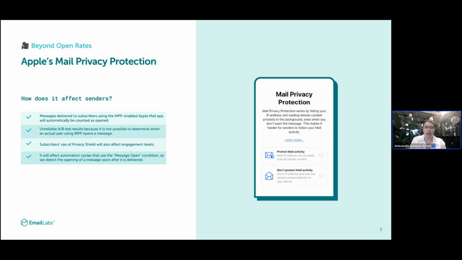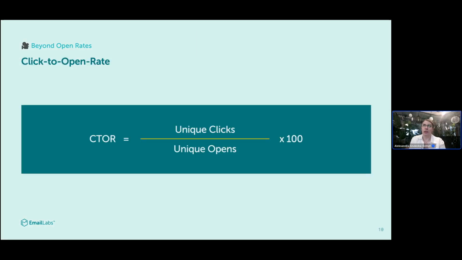Yes, and here on this slide we can also see how Apple Mail's privacy protection actually affects senders. When we are sending to iCloud users, then we should note that A/B testing is not valid in this situation anymore. It can affect the engagement levels, obviously, and all of the chain reactions that are based on the message open condition on opening detection will not work properly because it is artificially opened, not by the recipient, but by Apple Mail's privacy protection system.